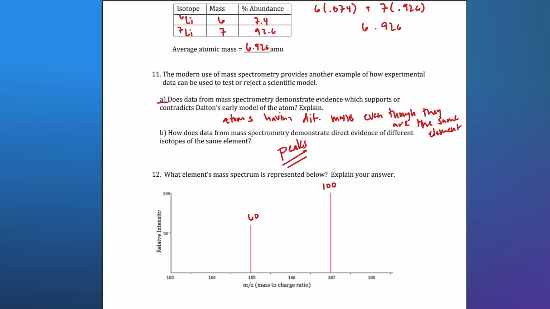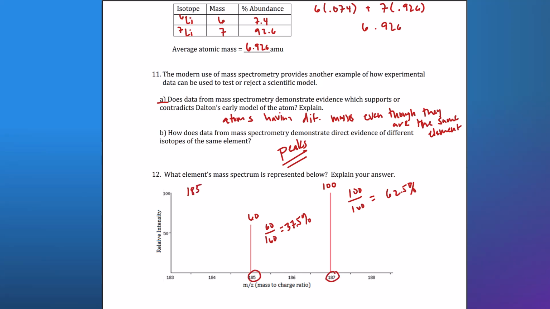And so when you do the percent abundance, because remember this is relative intensity, we need to change that to percent abundance. So you would do 60 divided by 160, multiply that by 100, and you should get a percent abundance of about 37.5%. And if we do the same thing here, 100 divided by 160 times 100, we're going to get something like 62.5% abundance.